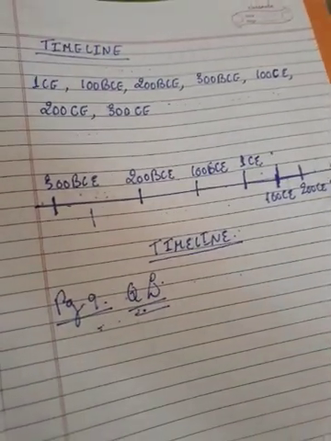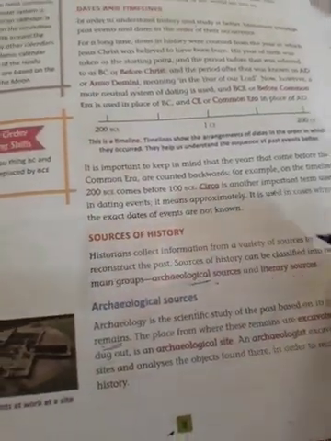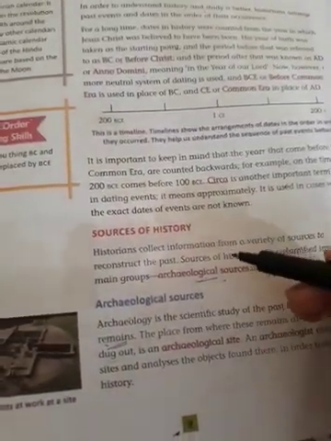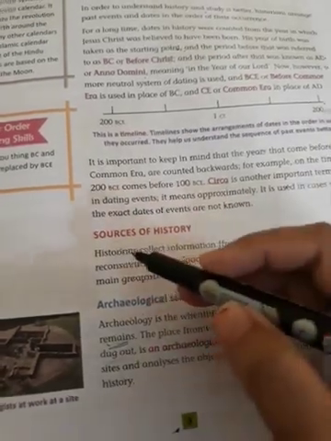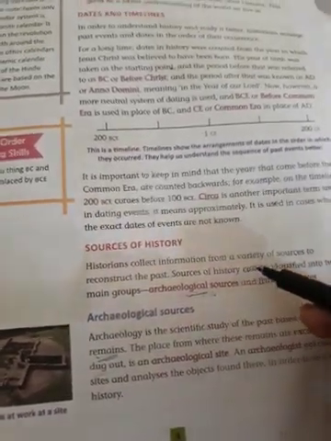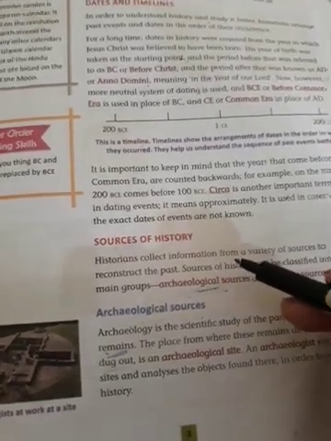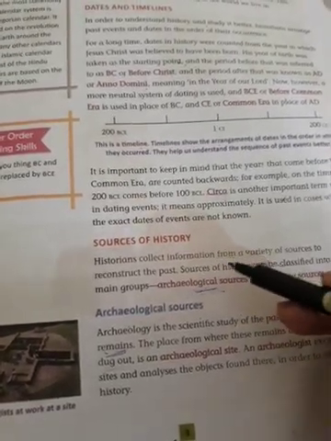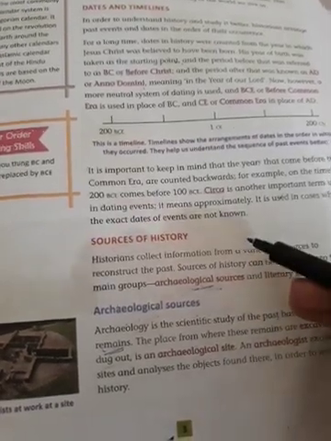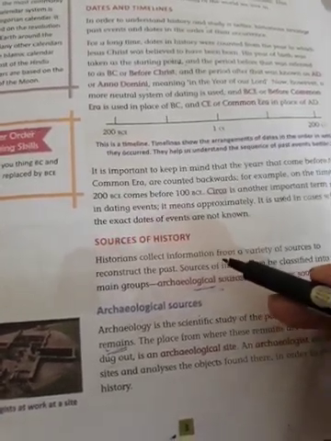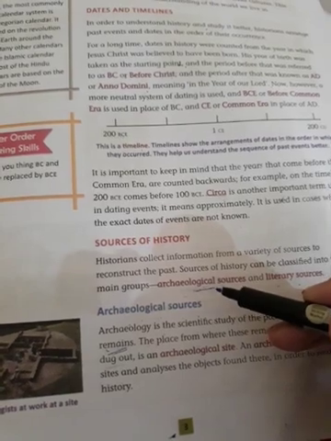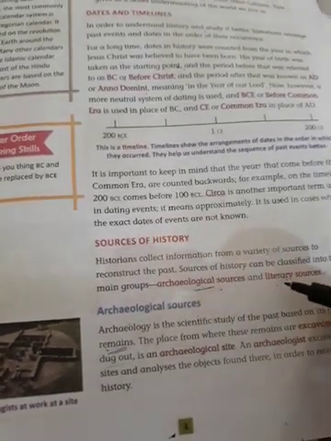Now moving on to our next topic, it is about sources. See, sources of history. Now what are sources? Sources are the different information that historians collect from the past, from different areas, to reconstruct the past again, to make a history. And where do they get these kinds of sources? They get them from archaeological sources and literary sources.